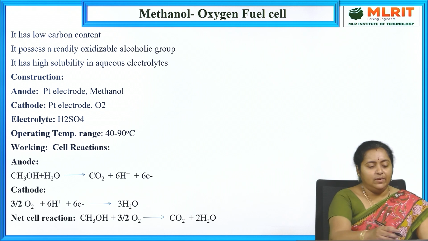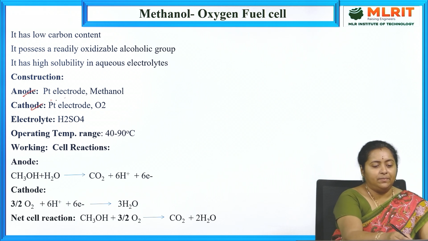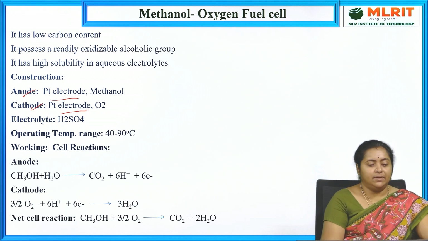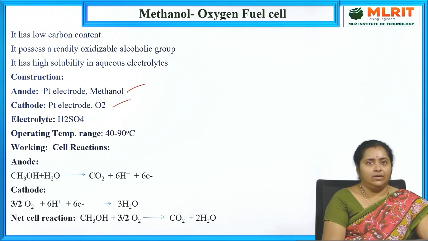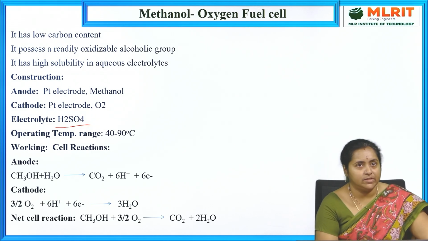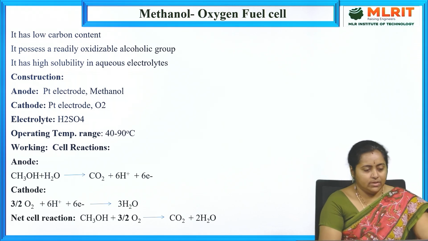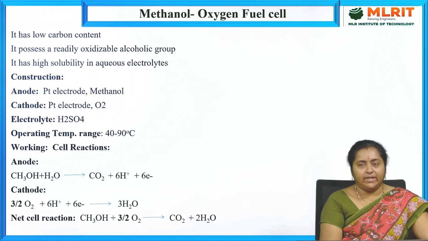So as I told you, anode and cathode are made up of platinum electrodes. Into the anode chamber we have to allow the passage of methanol, and into the cathode chamber we have to bubble oxygen gas, or atmospheric oxygen, which is absorbed by the platinum electrode. The electrolyte is an aqueous solution of dilute H2SO4. Its working temperature range is from 40 to 90 degrees centigrade.